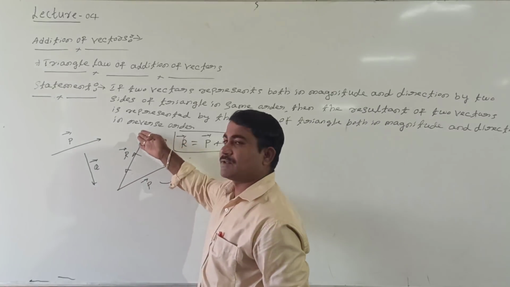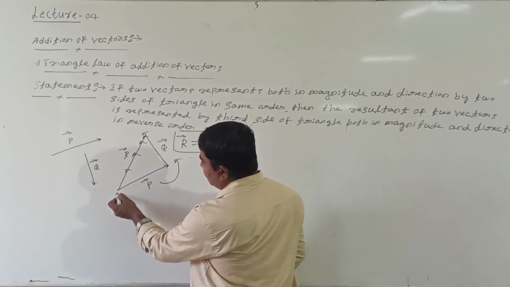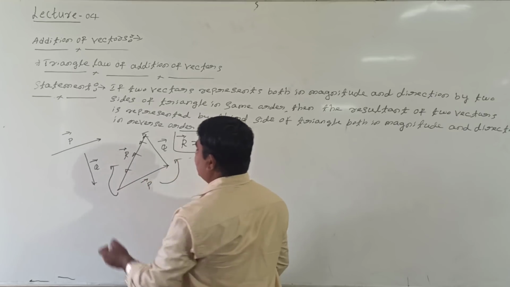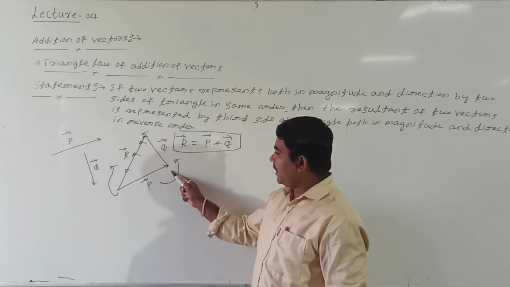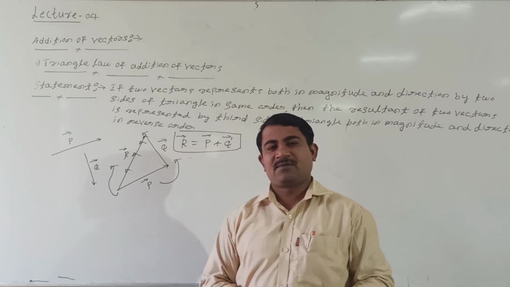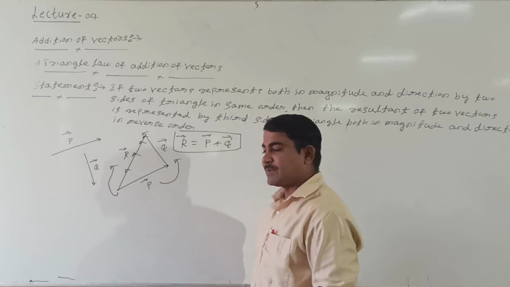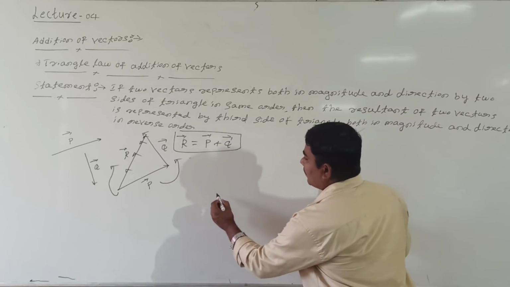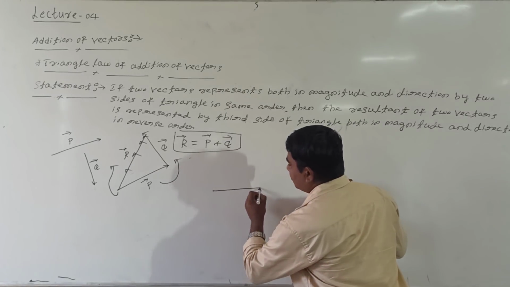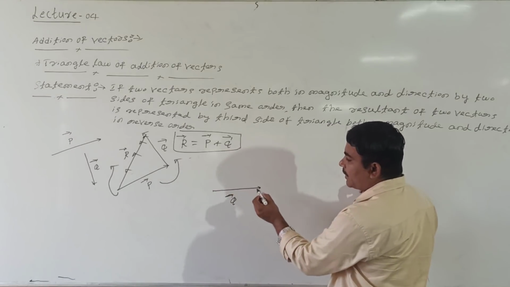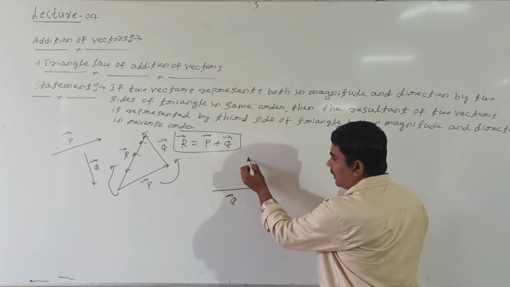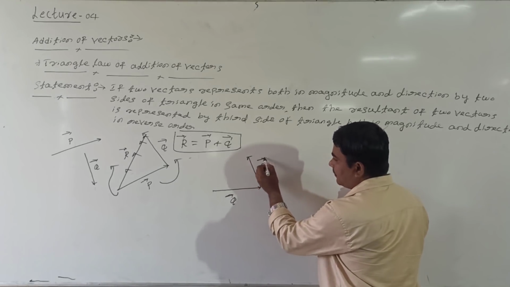Anti-clockwise direction like this. But what about the resultant vector? The resultant vector goes in the clockwise direction. If the resultant is clockwise, what about P and Q in the anti-clockwise direction? Shall I make it in reverse manner? Reverse means shall I take Q first? This is vector Q I will take. Then how to choose vector P? Vector P can be chosen like this. This is the vector P.